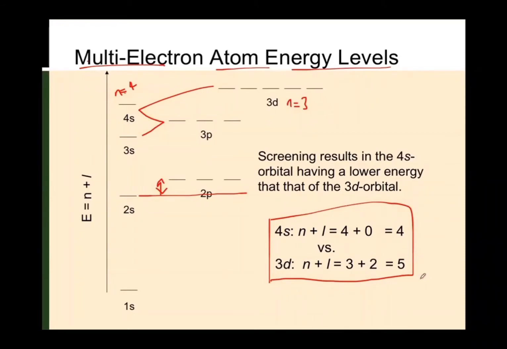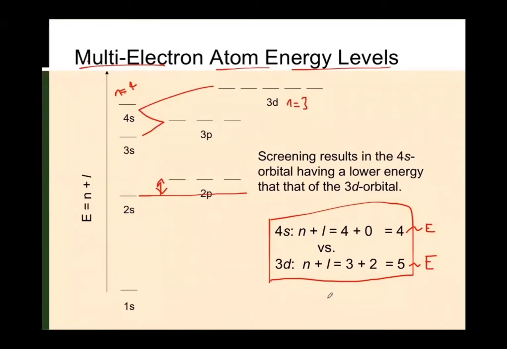So if n plus l is a proxy for the energy, then we can see that the 3d is higher in energy, and so the 4s is going to be lower in energy. So the 4s gets filled before the 3d, at least in multi-electron atoms. Things can get a bit different when we start putting these into molecules, but for now we're considering only atoms on their own in the gas phase. And so the 4s gets filled before the 3d.